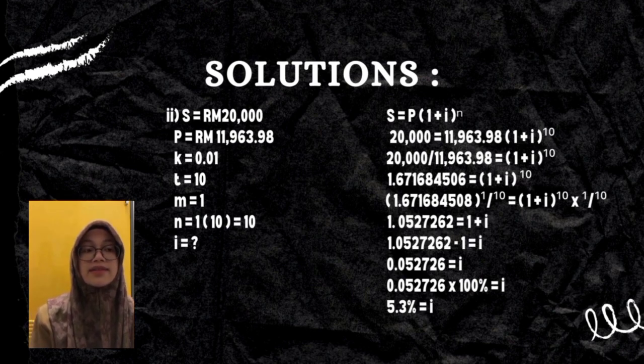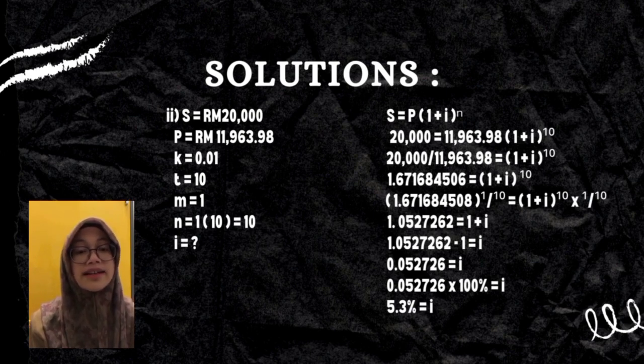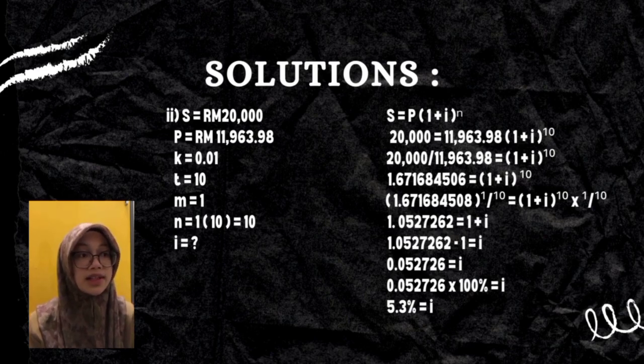Next is the solution for the second question, which is a special case. S, which indicate as the future value, is 20,000 ringgit. P, the original principal, is 11,963.98 ringgit. K, the nominal interest rate 0.01. The period in year is 10, and M, the interest period is 1, and n, which is the number of years, is 1 times 10, which equal to 10.